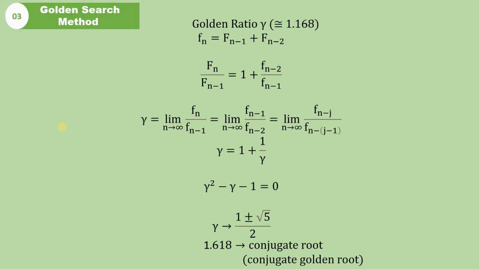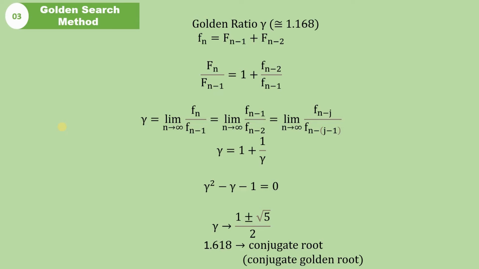Since this is an iterative process, our task is to learn the whole process of the iteration, but everything depends on one thing called the golden ratio. By convention, we write the golden ratio as gamma. As you can see, the value is almost 1.618. The golden ratio is also related to Fibonacci numbers.